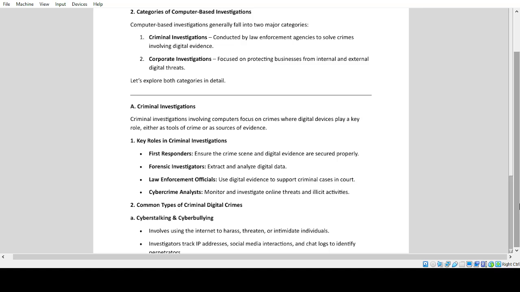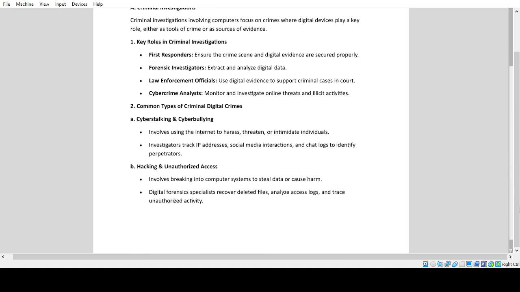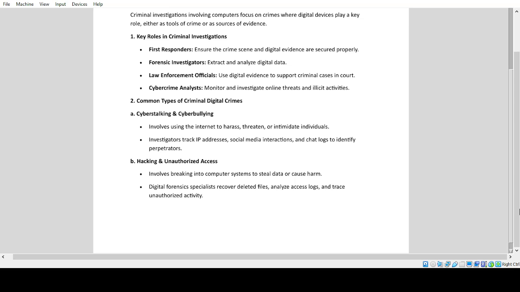A. Criminal investigations. Criminal investigations involving computers focus on crimes where digital devices play a key role, either as tools of crime or as sources of evidence. 1. Key roles in criminal investigations. First responders ensure the crime scene and digital evidence are secured properly. Forensic investigators extract and analyze digital data. Law enforcement officials use digital evidence to support criminal cases in court. Cybercrime analysts monitor and investigate online threats and illicit activities.